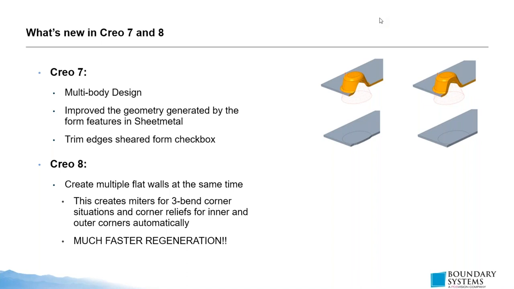Previously, you could only do this with flange, non-tangent entities. Now you can do multiple flats at the same time. This can speed you up a lot if you find yourself making flat walls frequently. And it will automatically create miters for the three bend corner situations and corner reliefs for inner and outer corners. So it'll automatically handle your corners if you do create multiple flats.